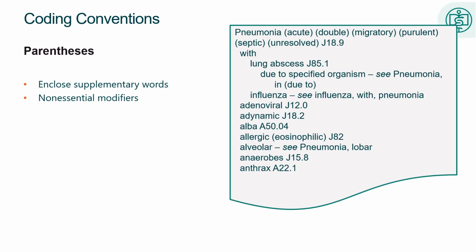Parentheses are used in both the alphabetic index and the tabular list to enclose supplementary words that may be present or absent in the statement of a disease or procedure without affecting the code number to which it is assigned. The terms within the parentheses are referred to as non-essential modifiers. The non-essential modifiers in the alphabetic index to diseases apply to subterms following a main term, except when a non-essential modifier and a subentry are mutually exclusive.